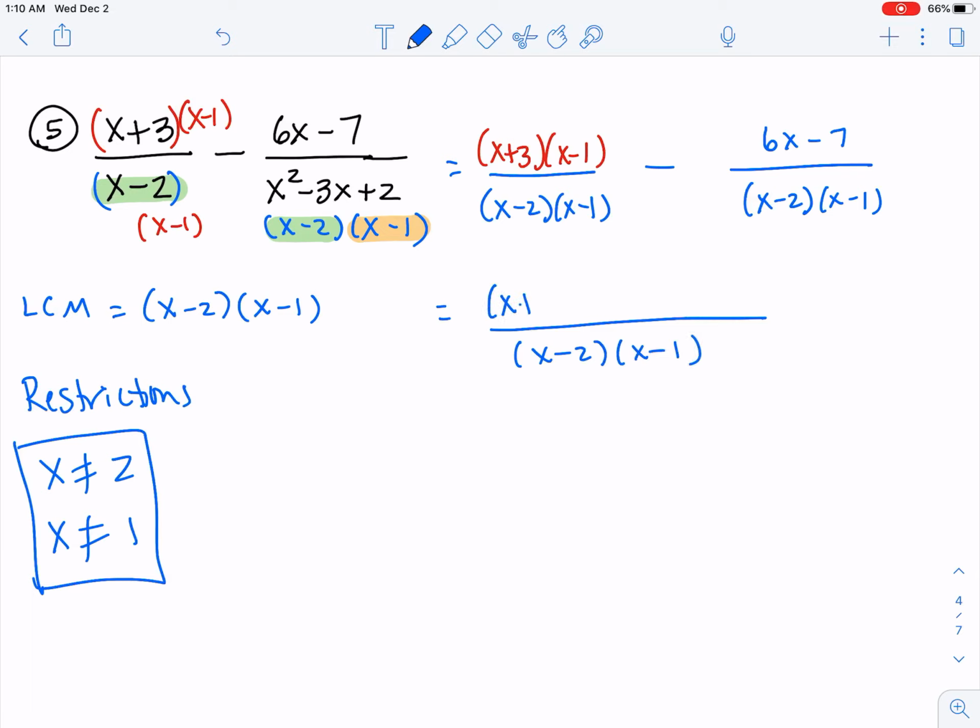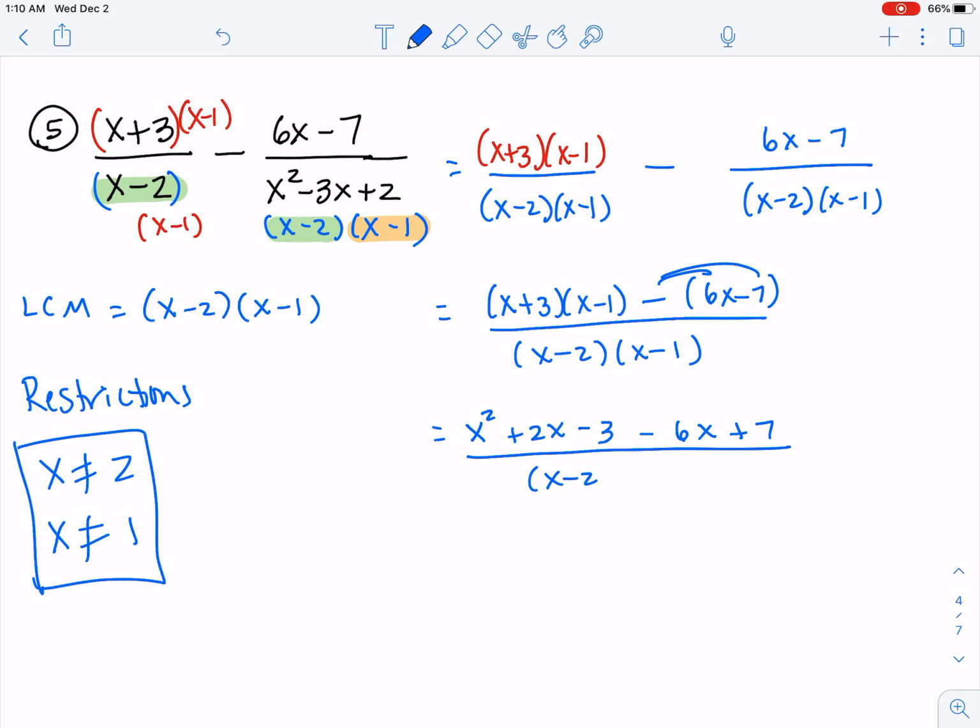So I have x plus 3, x minus 1, minus the quantity 6x minus 7. All right, so I'm going to FOIL this first part. I have x squared plus 2x minus 3 when you're all said and done. And then I'm going to distribute the negative, minus 6x plus 7. And it's all over that denominator, x minus 2 times x minus 1. Simplify the numerator, x squared minus 4x plus 4, all over x minus 2, x minus 1.